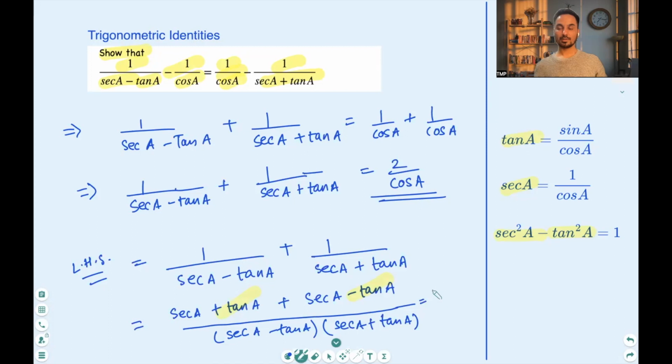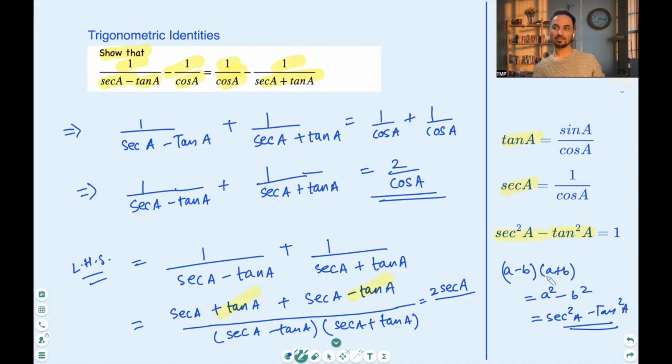So we get the numerator as 2 sec A, and the denominator is in the form of A minus B times A plus B, which is equal to A squared minus B squared. That means we'll get sec square A minus tan square A in the denominator, and we know that sec square A minus tan square A is 1. So we got 2 sec A, which is same as 2 over cos A. That means this is equal to the right-hand side.